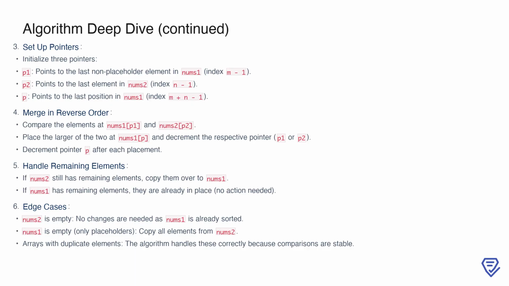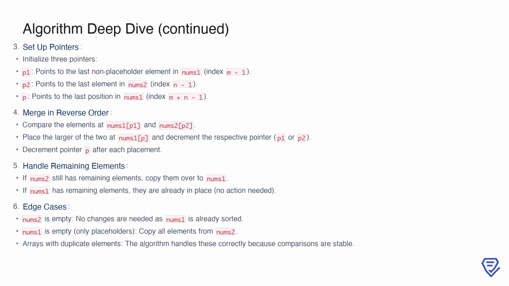To implement this, we first establish 3 pointers. The pointer p1 starts at the last non-placeholder element in nums1, which is at index m-1. The pointer p2 starts at the last element of nums2, which is at index n-1. Finally, the pointer p begins at the very end of nums1, at index m+n-1. With these pointers set up, we can begin merging in reverse order.